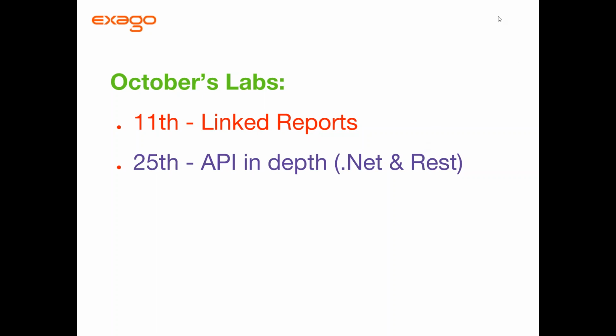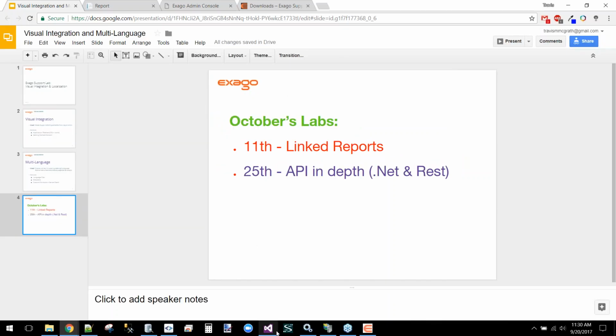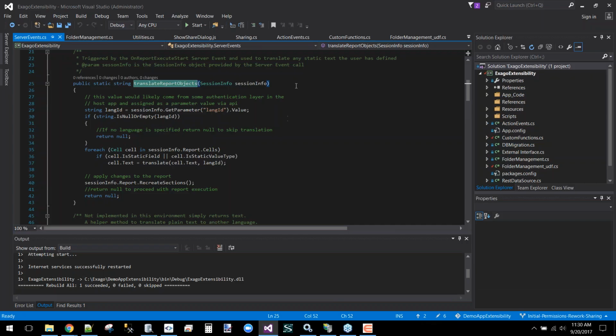Great question. On the server event, can you utilize parameters that have been set via the API? I'm mentioning the API here, and the answer is absolutely. Because all of our server events have access to our session info, they know what settings have been made through the API. So you can look for parameters. You can change this based on the language settings of Exago, but also other parameters you set, or even based on which user it is or which report is being executed. So you have a lot of fine-grained control here. This is a very basic example.